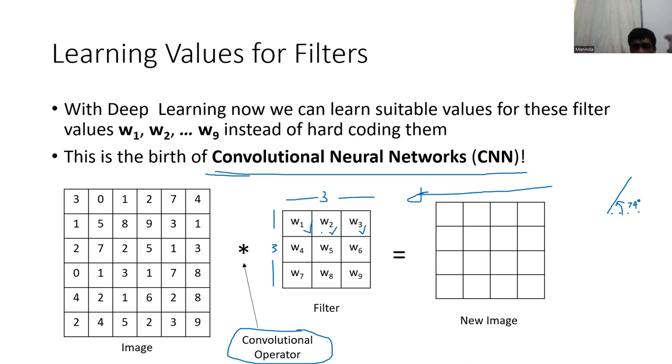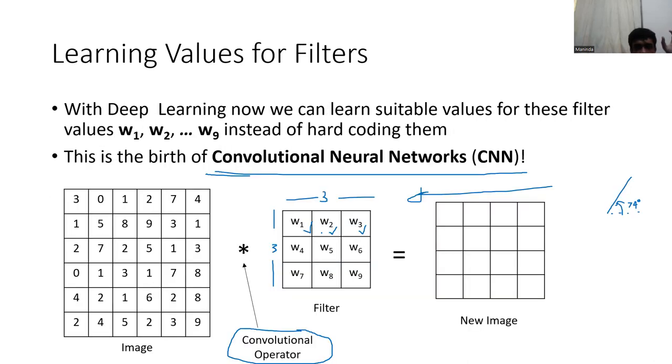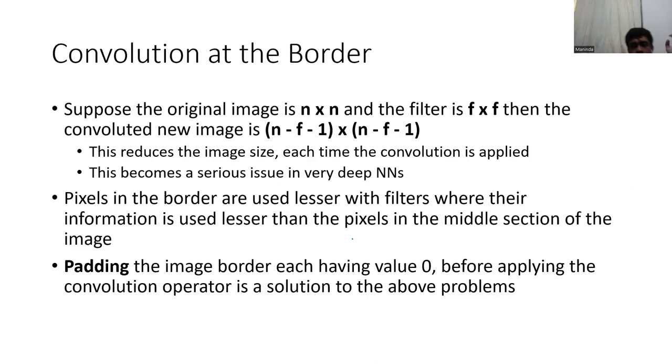So this is about learning convolutional neural networks in basic form. This is not the complete convolutional neural network; this is the concept. There are some other parts in the convolutional neural network as well, not only learning these weight values.